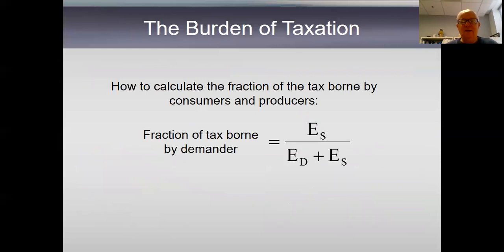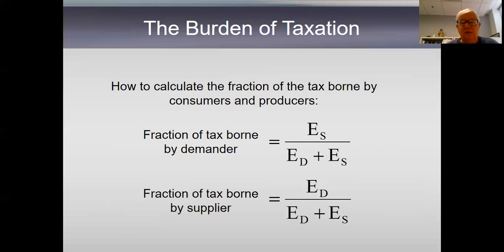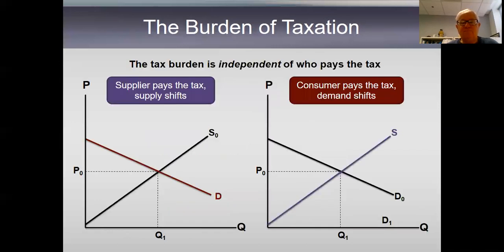Can we calculate this burden of the tax? And the answer is yes. The fraction of the tax that is borne by the consumer, by the demander, is found by an equation where you take the supply elasticity and divide it by the sum of the demand and the supply elasticities. If you want to find out what fraction of the tax is borne by the supplier, it's a similar calculation, but now the numerator has the demand elasticity on top. Again, divided by the sum of the demand and the supply elasticities.